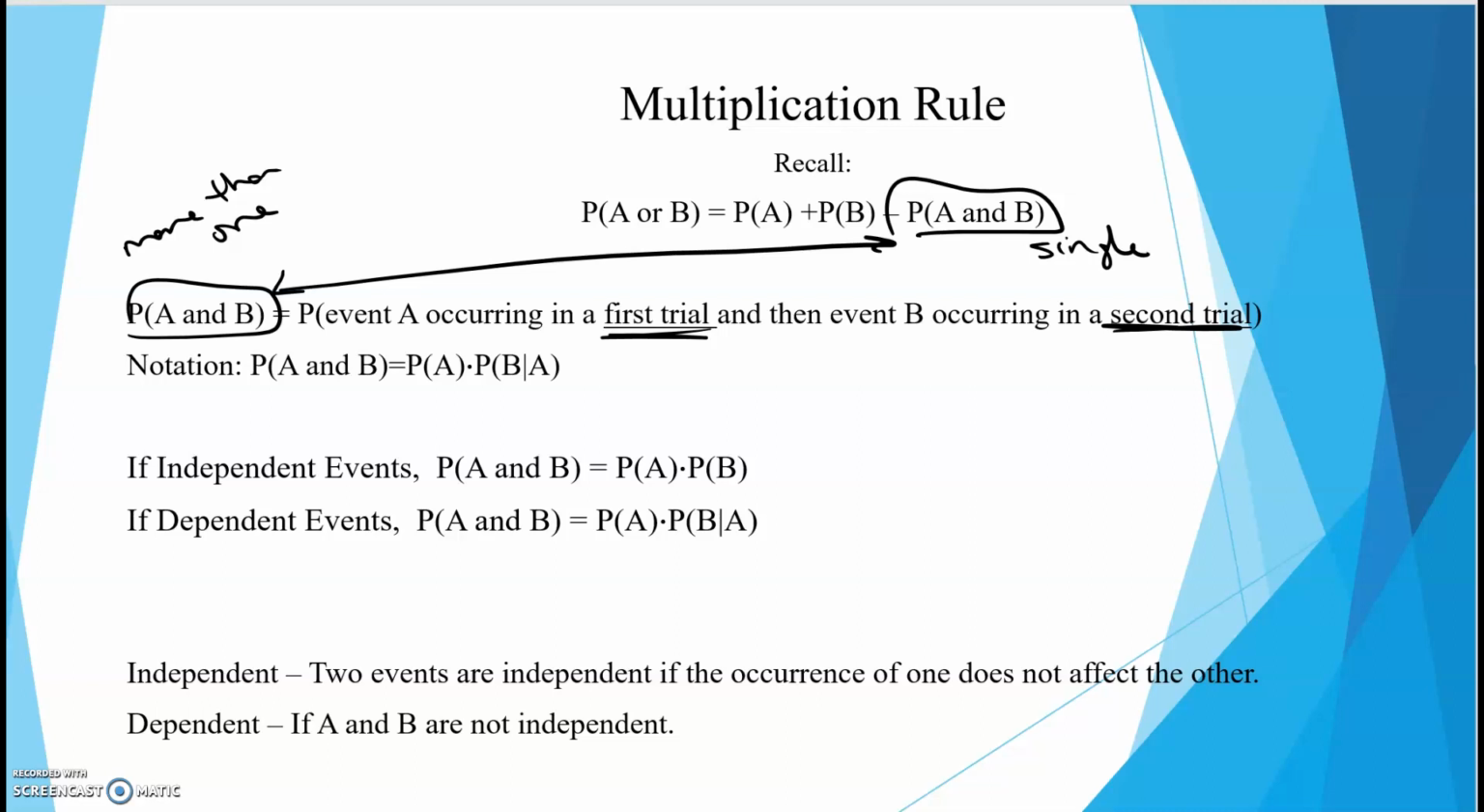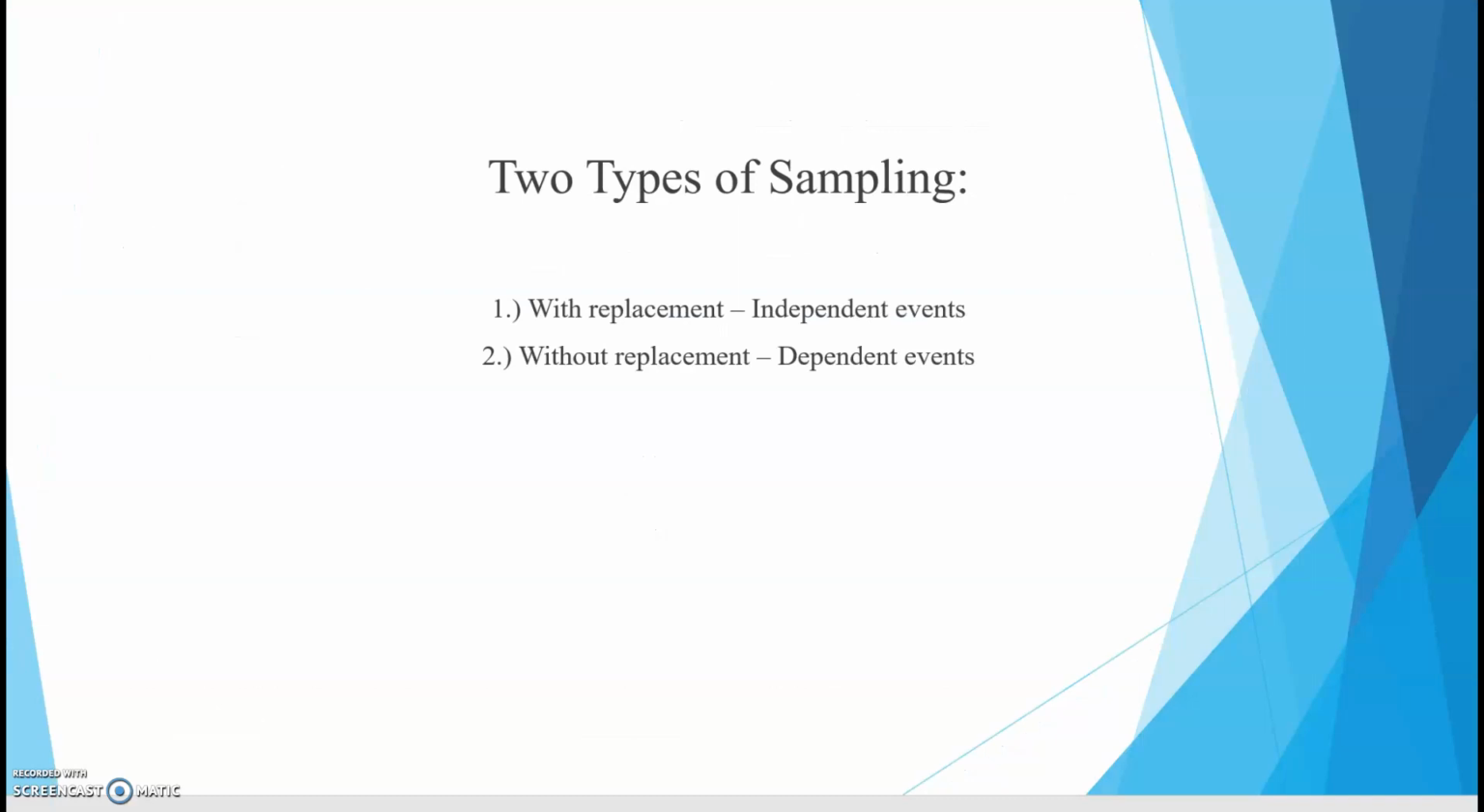In an AND probability, we use the multiplication rule, and we ask, are these two events independent or not? If they are independent, you just multiply the two probabilities together. If they are dependent, then you have conditional probability. So what this says is probability of A times the probability of B given that A has already occurred, because A and B are dependent on each other. They affect one another. Whereas if they're independent, they don't affect one another. We have two different types of sampling: one with replacement, which is always code word for independent, and without replacement, which is always code word for dependent.